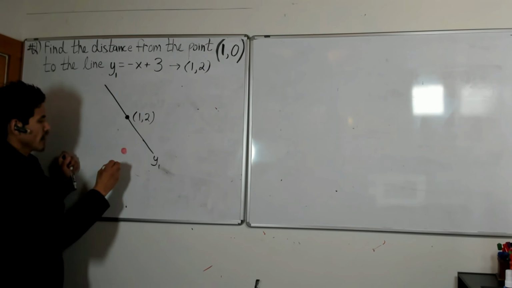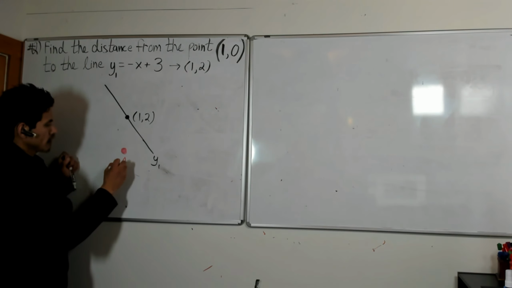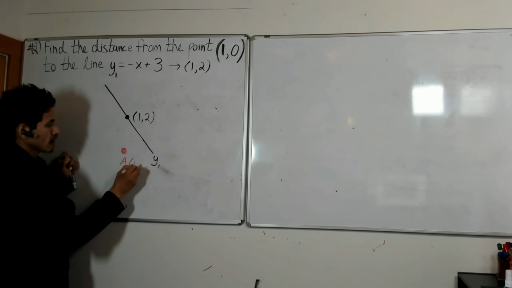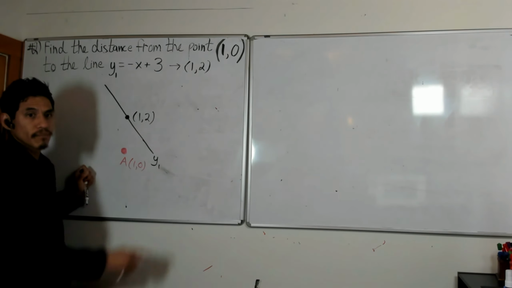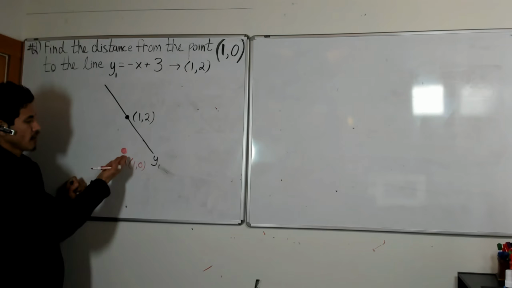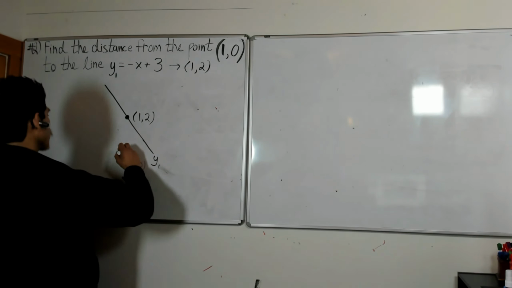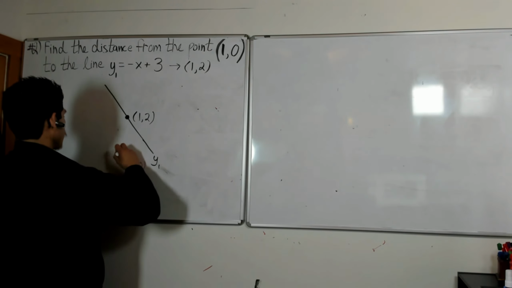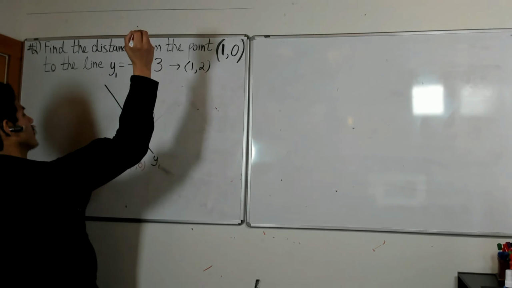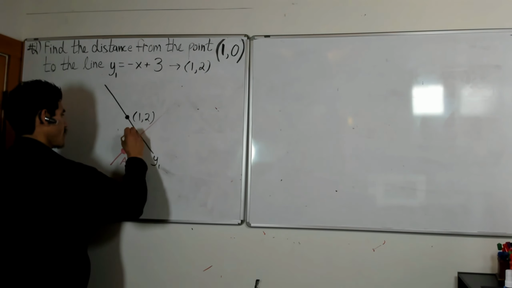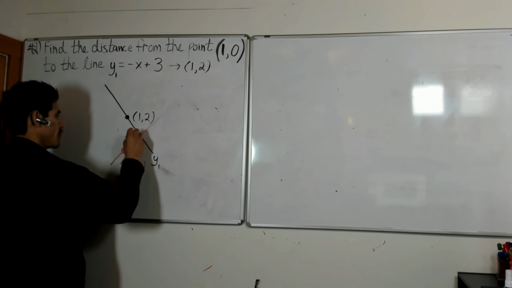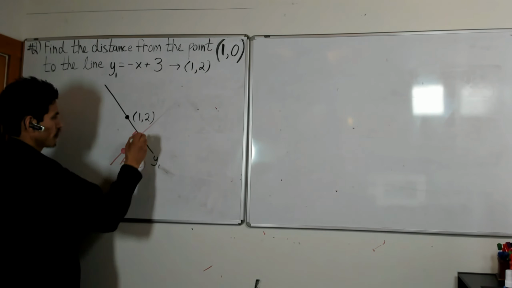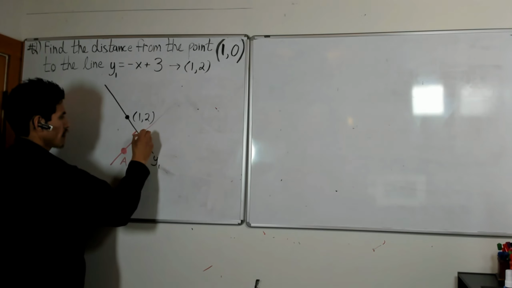And let's call this point A, at (1, 0). Okay, so we need to figure out how far away the point A is from this line. Remember, we've got to find the length of a perpendicular segment. So we're going to draw a perpendicular line going through A and the line y1. We'll call that point Z.